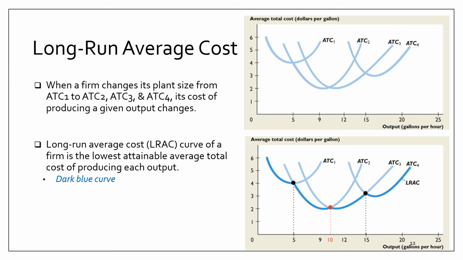Assuming that a firm can change its plant size from ATC1 to ATC2, 3, and 4, then its cost of producing a given output will change based on the chosen plant size. The long-run average cost curve of a firm is the lowest attainable average total cost of producing each output, which is shown as a dark blue curve.